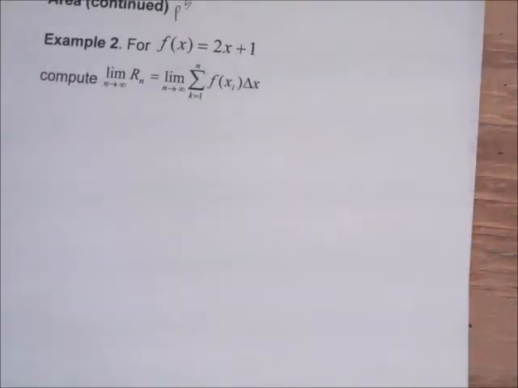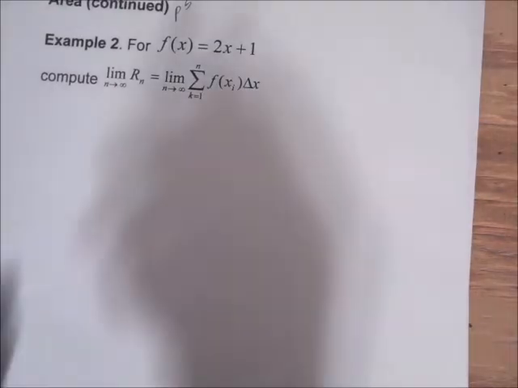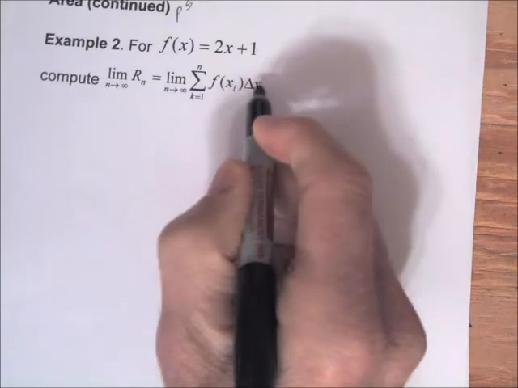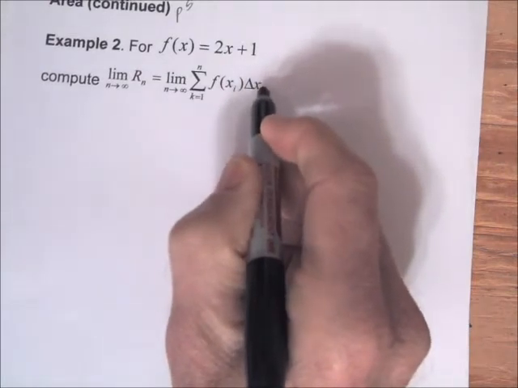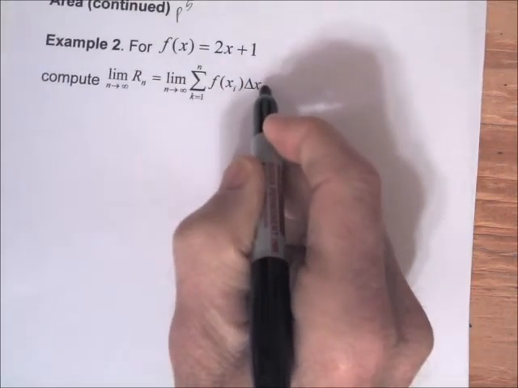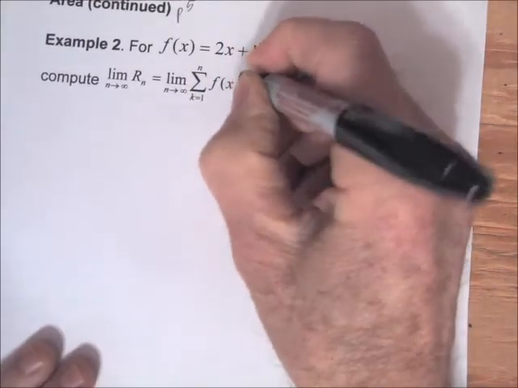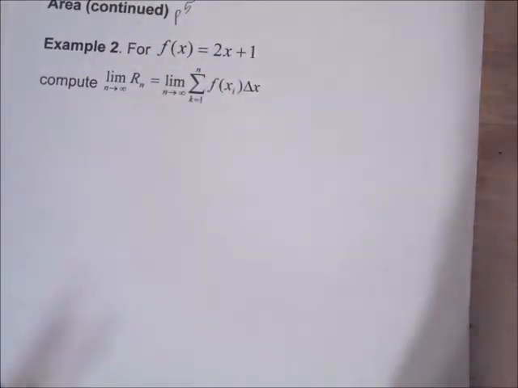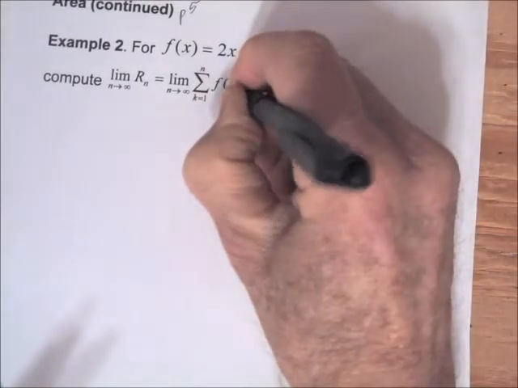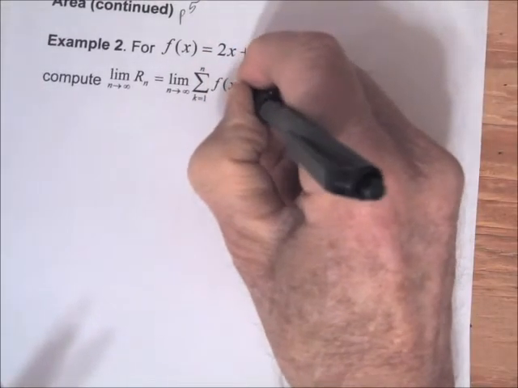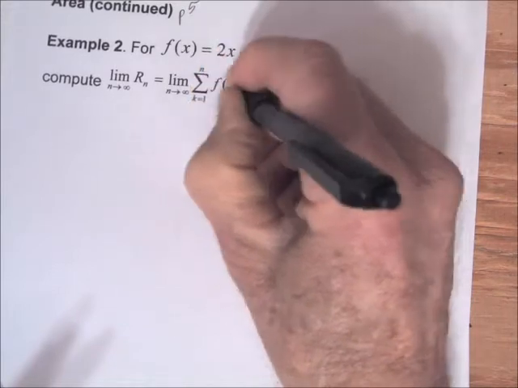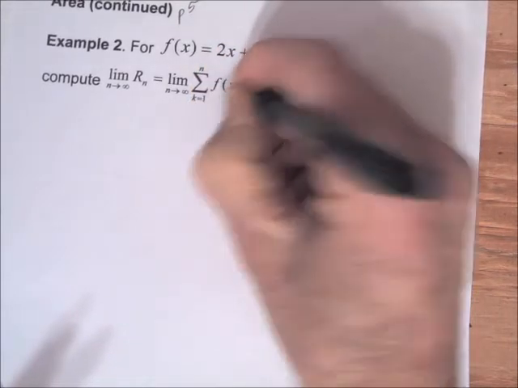Okay, so we want the limit as n goes to infinity of the sum k equals 1 to n of f of x_i times delta x. Here this should have been x_k. I'm not consistent with my notation here, but it doesn't matter. If I have a k here, I should have a k inside here.